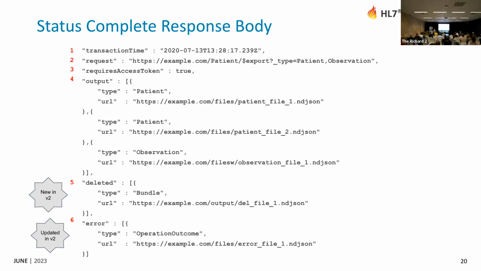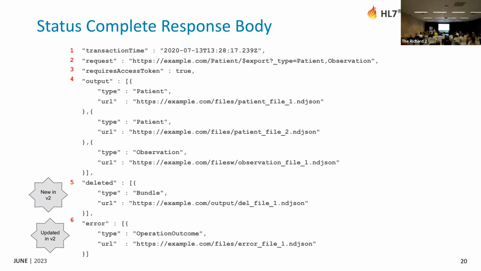So some servers are using what's known as capability URLs, which are high entropy URLs, to retrieve the files, where you wouldn't need the client necessarily to reauthorize to pull down those files. And so in that case, requires access token would be false. But if the same authorization that was used in the request is needed when you retrieve the files, then this would be true. And then this number 4 there, I should be saying the numbers.